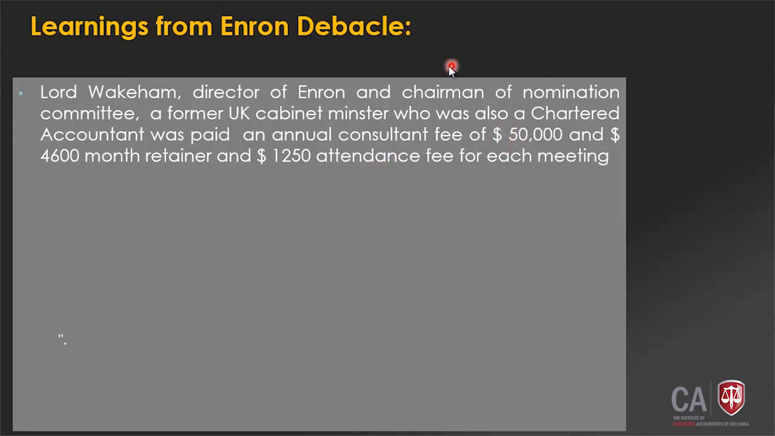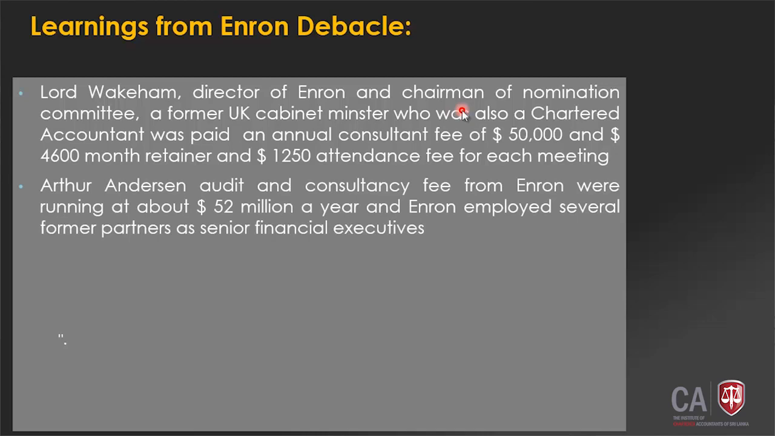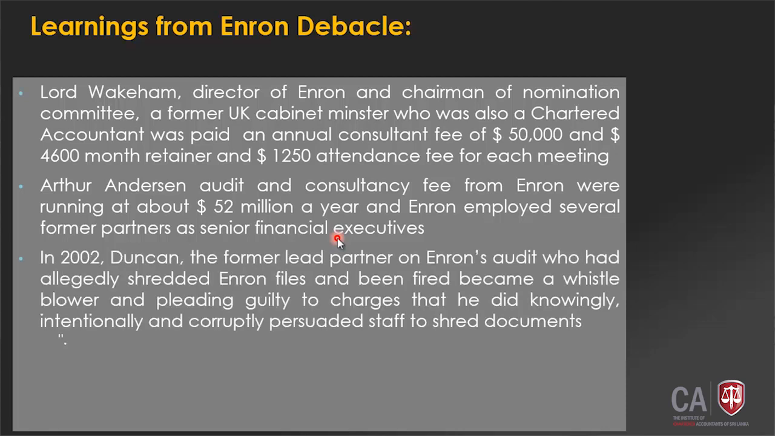Now, we have to ask a question about how the remuneration worked for non-executive directors, and this is one of the most interesting facts about Enron. The auditor, Arthur Andersen, earned about $52 million for the audit and consultancy. Imagine one audit firm earning $52 million from one client, and this raises questions about the auditor's independence, right?